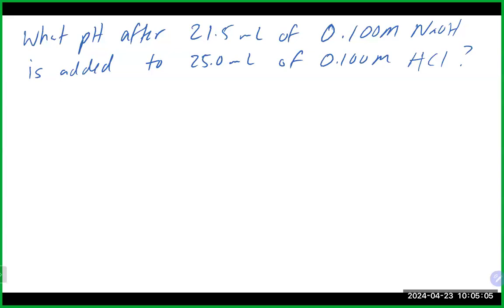Okay, let's take a look. So obviously we're doing a titration here. Again, we're adding the sodium hydroxide to the HCl, so that means we are going to get a reaction. That also means we do need to do an ice table, and we do need some moles.